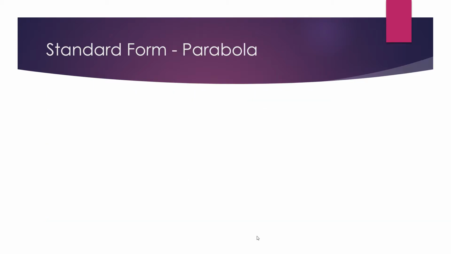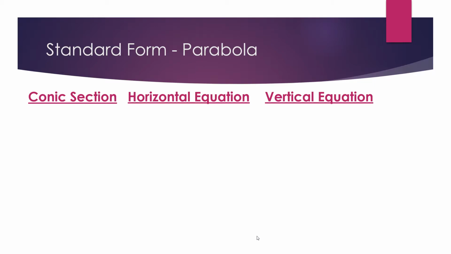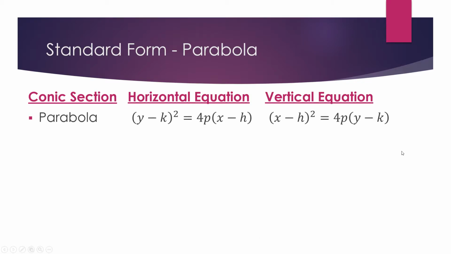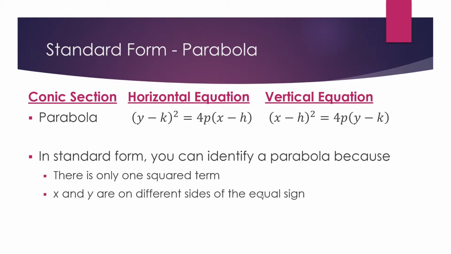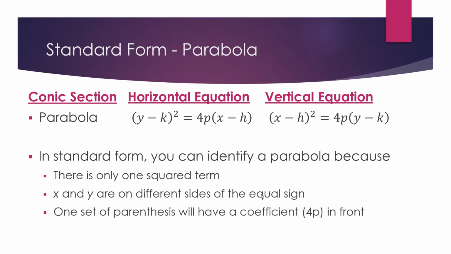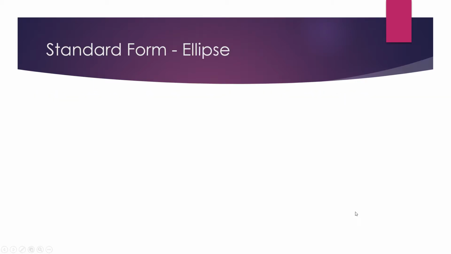Just want to remind you of the key features of the equations when they're in standard form. So if you have an equation in standard form, you would know which type of conic section it was. So for the parabola, again, here's your equations. In standard form, you're going to know it's a parabola because there's only one squared term. X and y will be on different sides of the equal sign, and one set of the parentheses is going to have a coefficient, that value of 4p, in front of it.